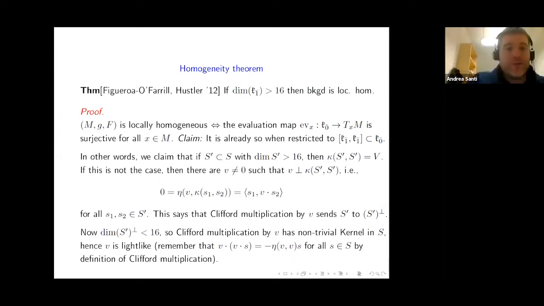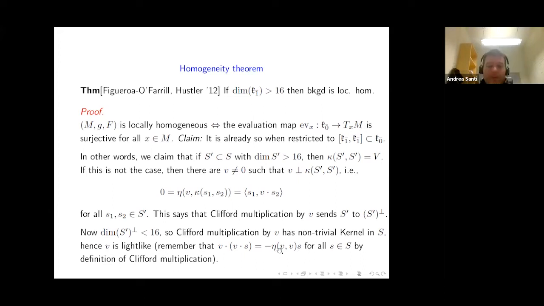So the proof is relatively short and it's by contradiction. Assume this is not the case, then we have non-zero vectors which are orthogonal to the image of the Dirac current on S prime. So it means we have this equation here. And by definition of the Dirac current, this is S1 paired with V dot S2, where S1 and S2 are both taken from S prime. So this equation says the Clifford multiplication by V sends S prime to the orthogonal of S prime. But remember, S prime has dimension bigger than 16, the orthogonal then has dimension strictly less than 16. So this means that Clifford multiplication has to have a non-trivial kernel in S prime and in particular in S.